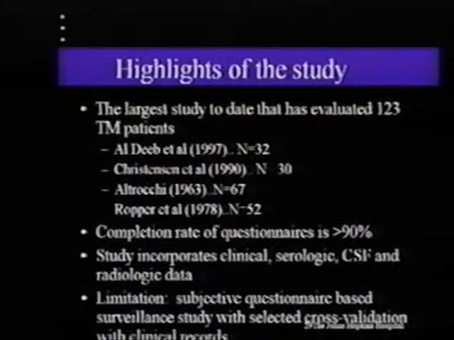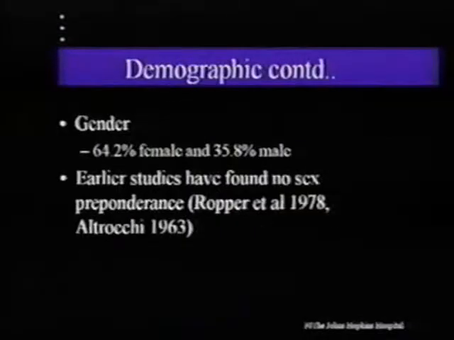So this is, so far, the largest study of transverse myelitis with 123 patients. And if we look at the literature, there are several others, and the N means the number of patients that they studied at each time: 32, 30, 67, 52. We have a completion rate of greater than 90%, which is a good sign. We've included clinical, serologic, spinal fluid, and radiologic data, and I've told you about the limitation which we've identified.